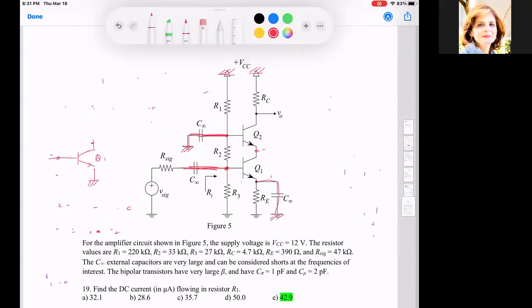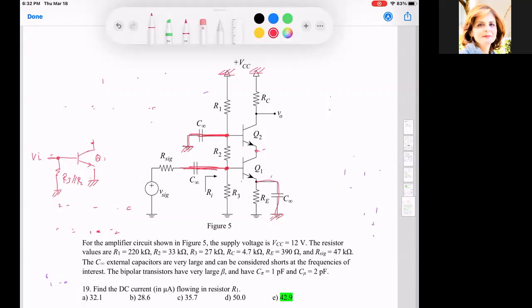So R3 is still between this node and the ground. R2 is also between this node and the ground, so this is parallel to R2. And then R1 ends up between ground and ground, so it no longer appears. Now he's saying that Vn is this node, so I don't need to worry about Vsig.